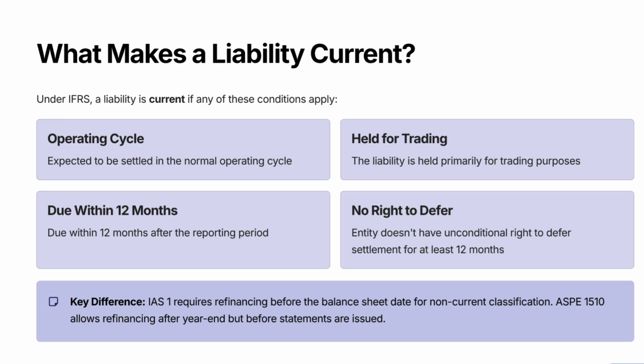Here's an example to bring it to life. Maple Leaf Furnishings, Inc. has a $4,000 revolving line of credit that it regularly pays off and draws on during the year. Even without a due date, it's part of the normal operating cycle, so it's a current liability. But under IAS 1, if the company can unilaterally refinance that loan for more than a year before the balance sheet date, it could classify it as non-current. Meanwhile, ASPE 1510 is a bit more flexible. It allows refinancing after year-end, but before the statements are issued to still be treated as non-current.